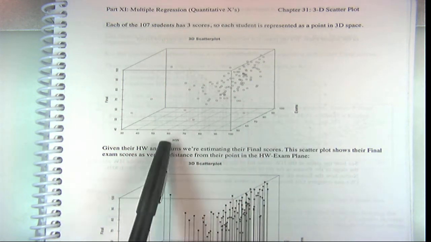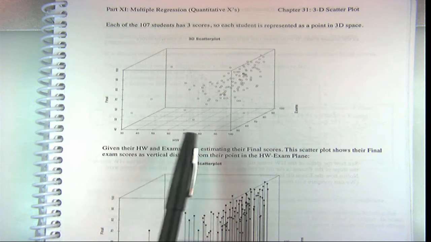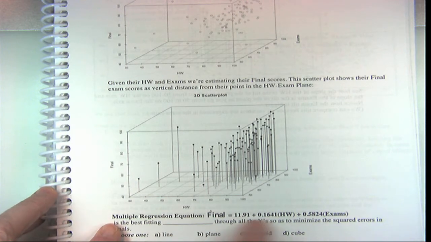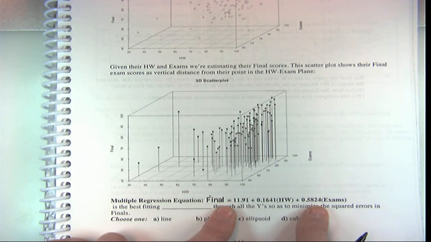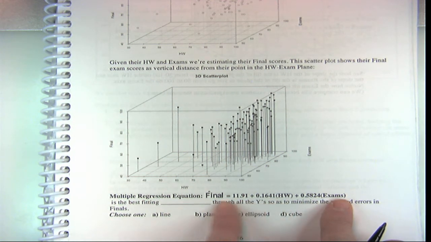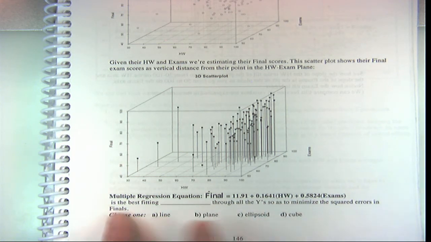So let's look at what this looks like in 3D. In 3D space, because now we're no longer aligned, right? We are in 3D space. And so here's the homework, here's the exams, and here's the final. And what we're doing now is we have a multiple regression equation, and this is what the computer gave me. So it has y is equal to some intercept plus x1 plus x2. It's the best fitting what?